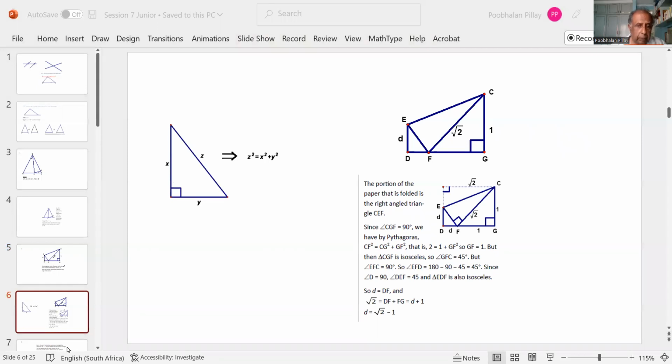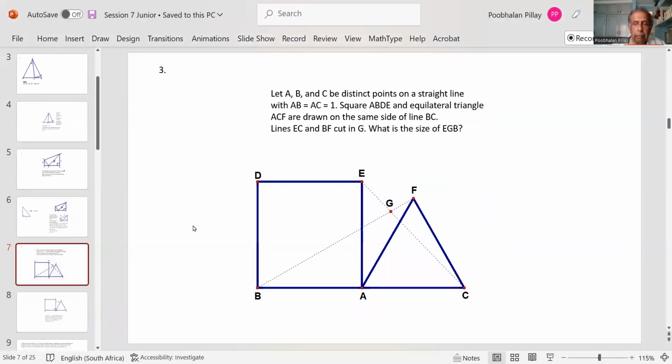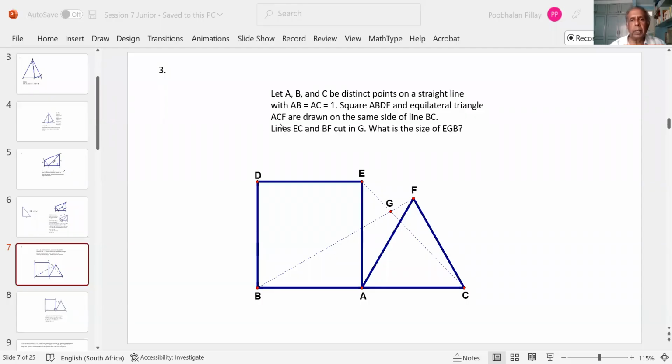Okay, so we go to the next problem, which says that problem number 3 states that A, B, and C are distinct points on a straight line.